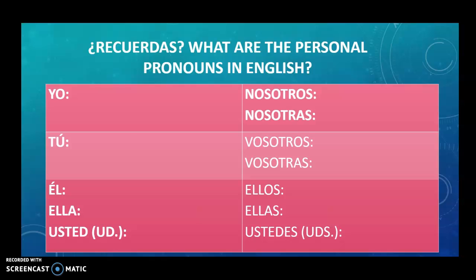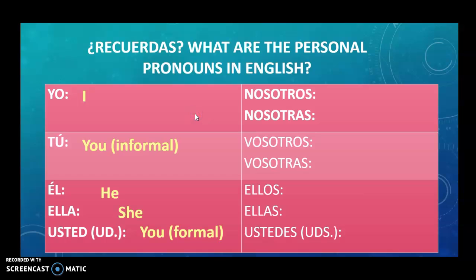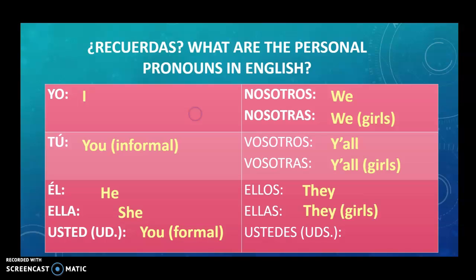Okay, so the next section says, recuerdas. What are the subject pronouns? So remember that awesome little song we sang, yo is I, and tú is you, informal. Él and ella, he and she. Usted is you, more formally. Nosotros, nosotras both mean we. Vosotros, vosotras, y'all, the southern way. Ellos and ellas both mean they, and ustedes is you guys. All right, so those are the subject pronouns. We need to remember all of these things. That's why we're reviewing them first. So you need to remember your verbs and you need to remember your subject pronouns.